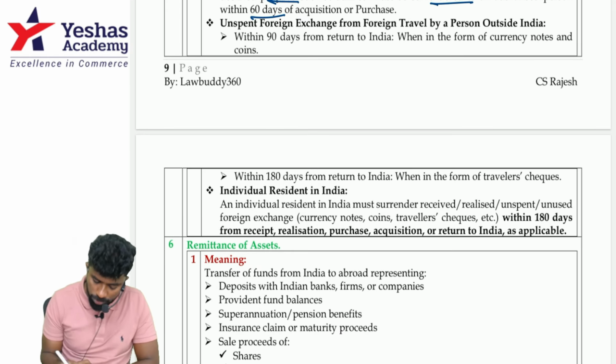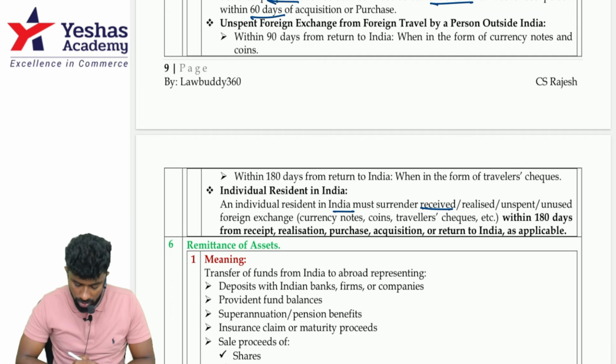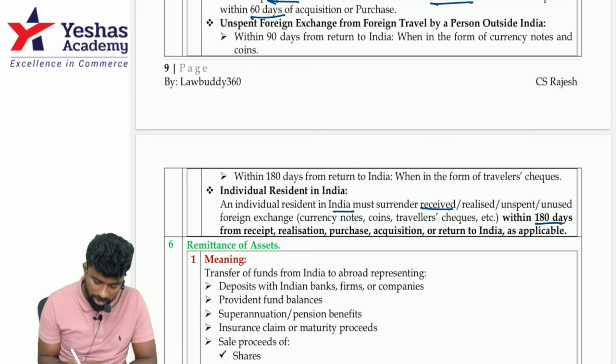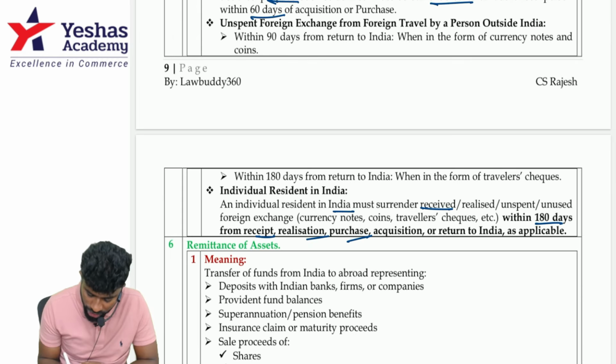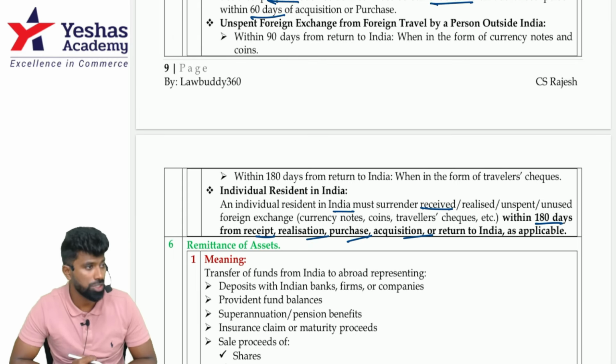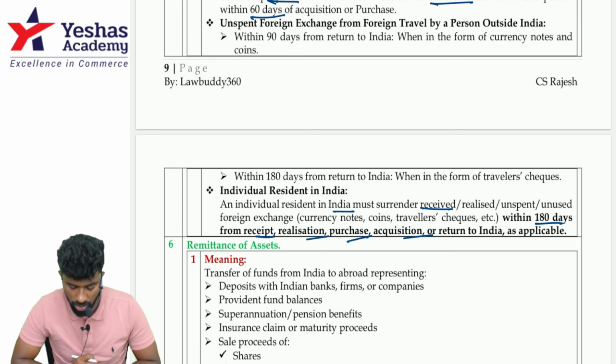Next one. An individual resident in India must surrender received, realized, unspent, unused foreign exchange within how many days? 180 days from the receipt, realization, purchase, acquisition, or return to India as applicable. Once it returns to India, we should surrender within how many days? 180 days.